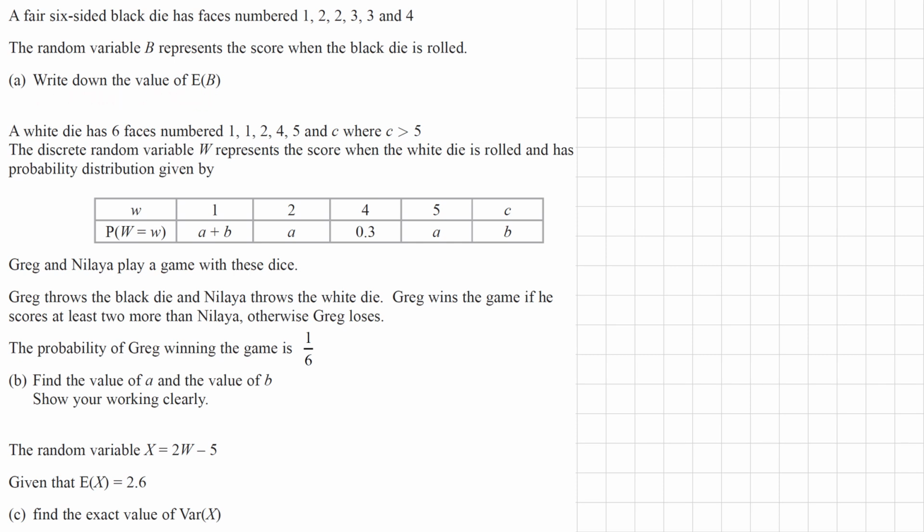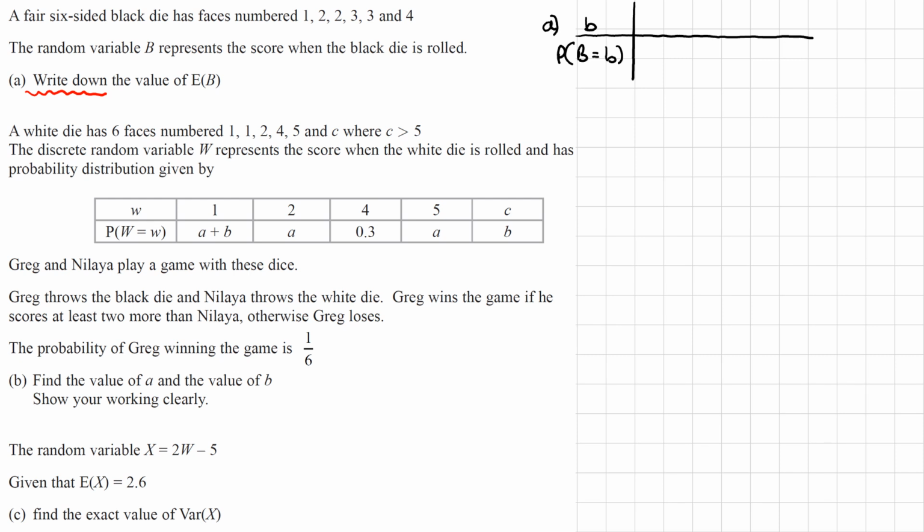Now notice here it says write down. If a question says write down, that means I'm not expecting to do any working. But to help me see what's going on, I am going to write down the probability distribution for B. That's that little table, and see how I can use this table just to write down the value of E of B.